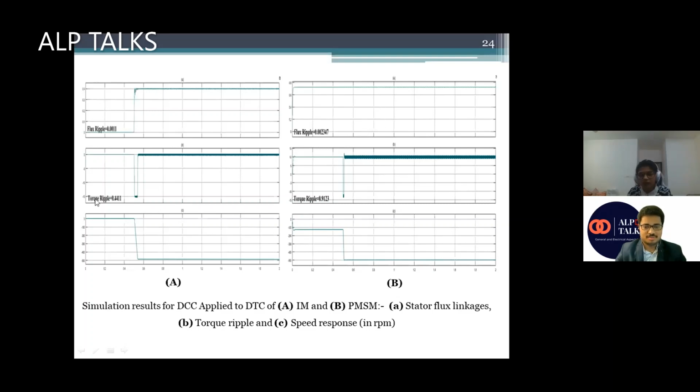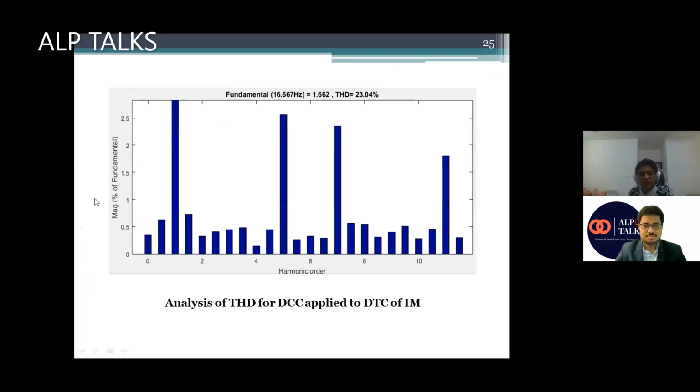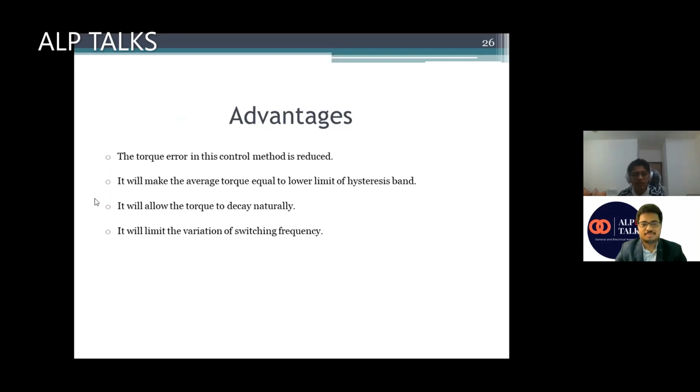So the advantages. And when we come to the THD, it is 23.04% only, which is not much less than the conventional DTC, which was 23.11%. So THD does not improve by this method, but torque and flux ripple reduce much more. To decrease the THD or to improve the motor performance, we again go with the other proposed method, which is the virtual voltage vector. So first we'll see what the advantages are.